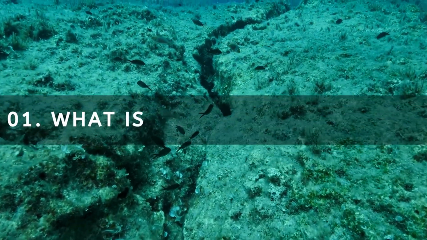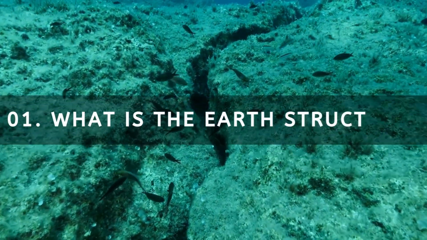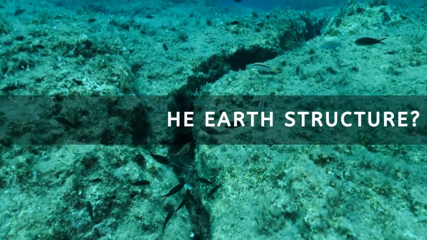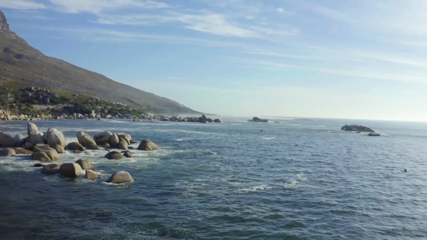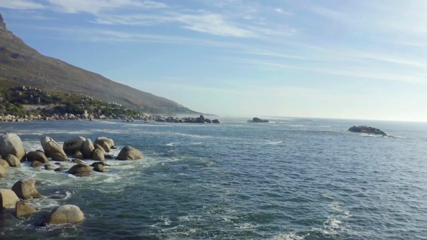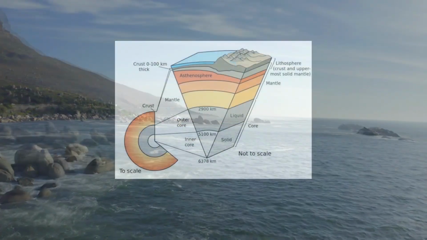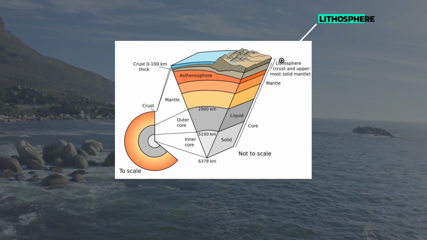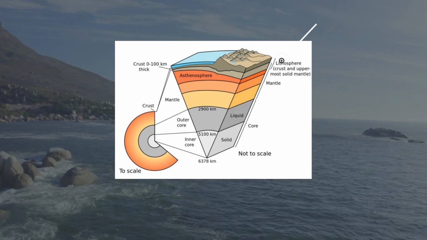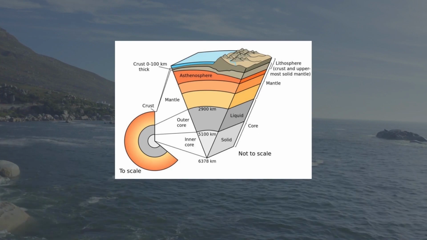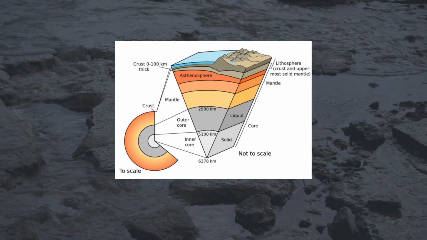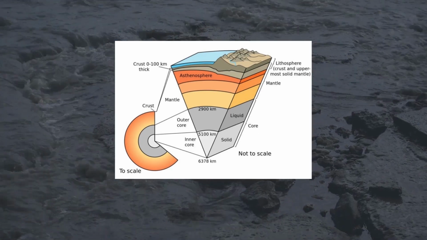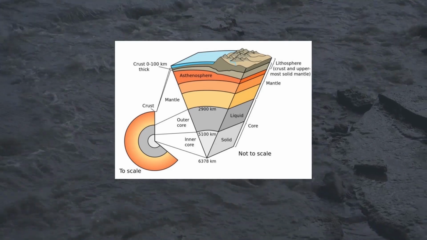What is the Earth structure? The region that includes the Earth's crust and the upper part of the mantle is called the lithosphere. It is a rigid, rocky outer layer of the Earth, consisting of the crust and the solid outermost layer of the upper mantle. It extends to a depth of about 60 miles. Continents and oceans are located in the lithosphere.